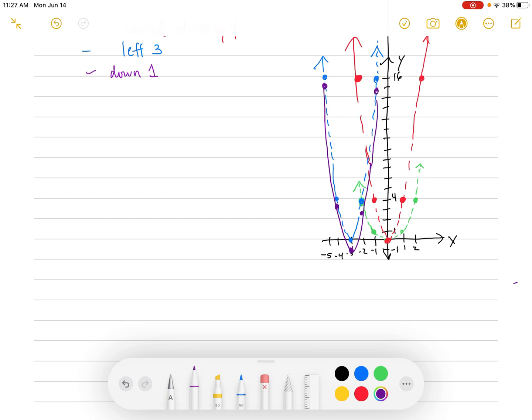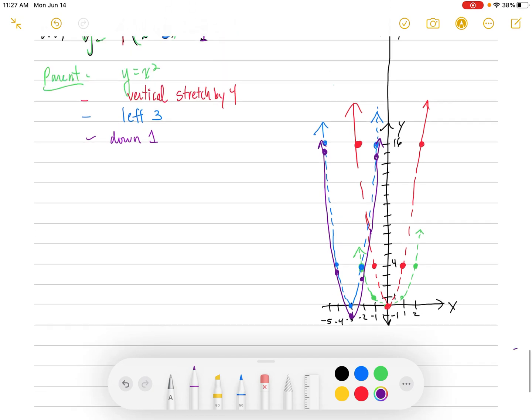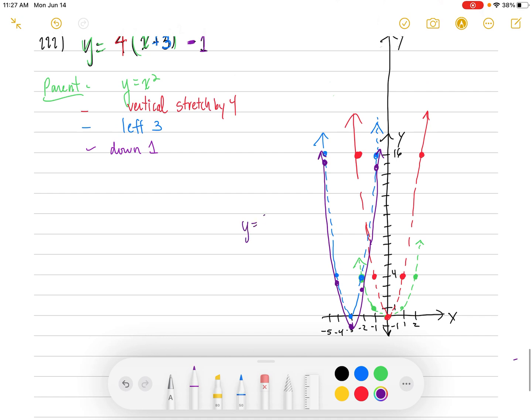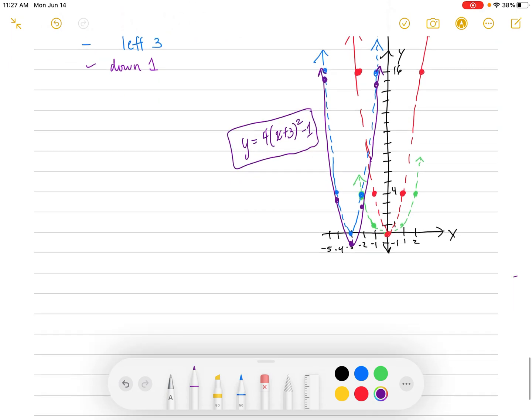So connecting these with a solid curve does something like this in purple. So the purple is the final graph, and this is the graph of y equals 4 times x plus 3 quantity squared minus 1.